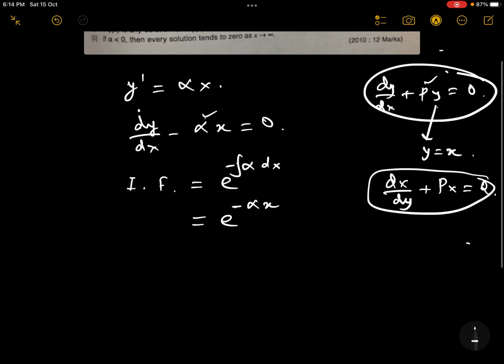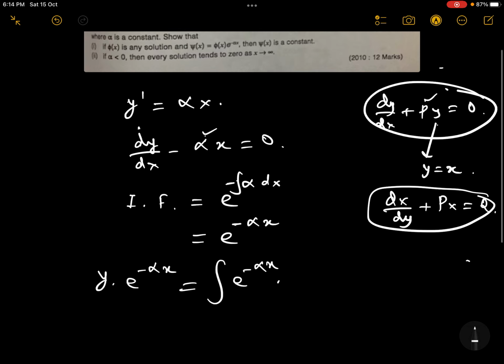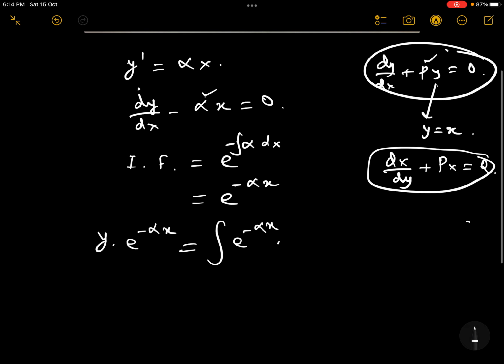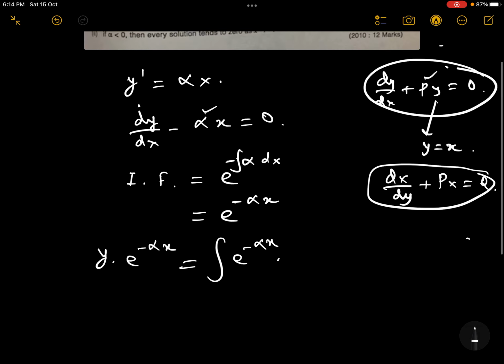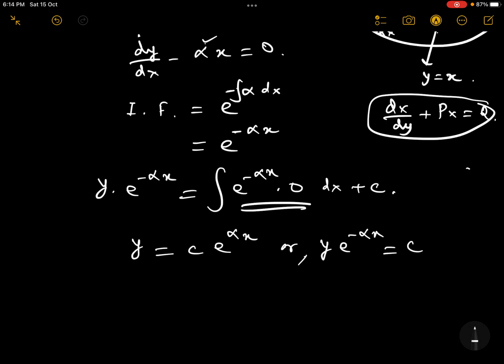So since we know the integrating factor, the solution is y times e power integrating factor equal to integral of integrating factor times what is our q? Our q is, like I said, minus alpha. Oh no, our q is 0, no? This is a homogeneous equation. And dx plus constant of integration. This has gone to be 0. This e alpha x. So this is the solution, or y e power minus alpha x. Let's just keep it like this.